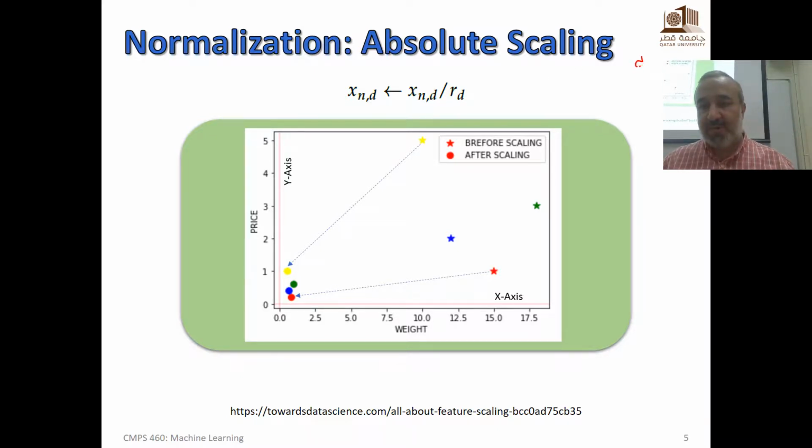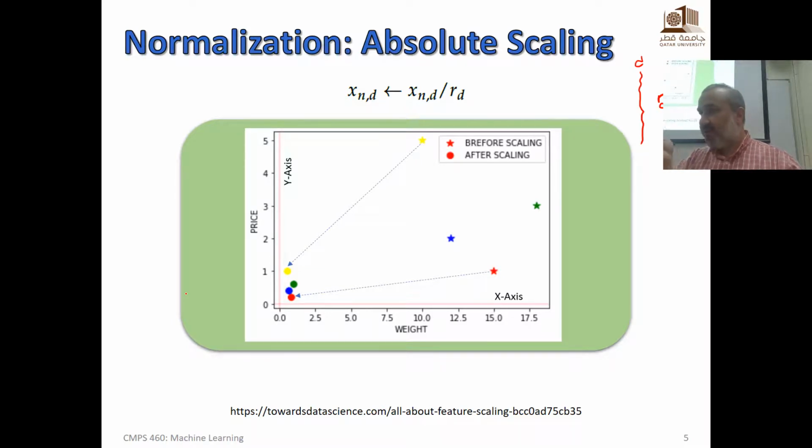So if we are talking again about feature number D, column number D, we will get the maximum value and we divide by that maximum value. When we do that, what will happen? Let's say the maximum value is 74. So we divided all the values by 74. What will happen? Values between 0 and 1.